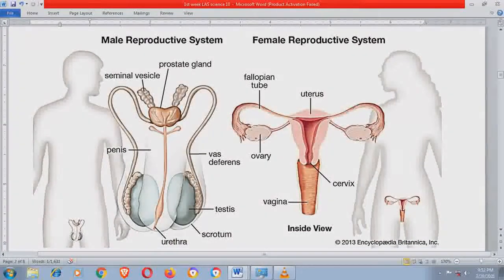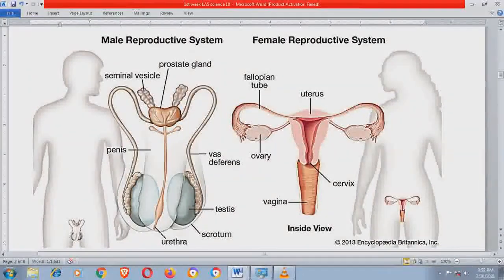Pag hindi na-fertilize, bababa, pupunta kay uterus, and then pag hindi siya na-fertilize, it will be released in the vagina in the form of menstruation. Now, if the egg cell is fertilized, halimbawa, may sperm cell na pumasok dun sa fallopian tube at na-fertilize siya, bababa pa din siya, but then it will stick itself in the uterus and will stay there for 9 months.